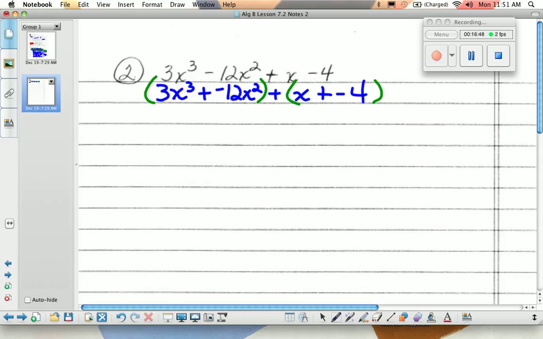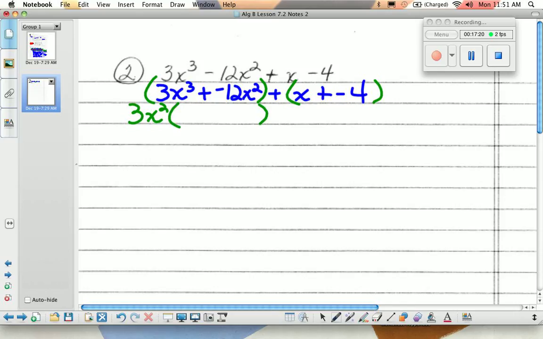So what's the GCF of the first group? 3 can be divided out of both 3 and negative 12. And x squared can be divided out of both of them, can it? Because there's 3 x's in the first one, there's 2 x's in the second one. So we should be able to take out an x squared. We want to make sure that both of them are divisible by 3, and that's the largest number because 3 can't be divided by anything other than 3 and 1. And negative 12 can be divided by 3. And both x cubed and x squared can be divided by x squared.